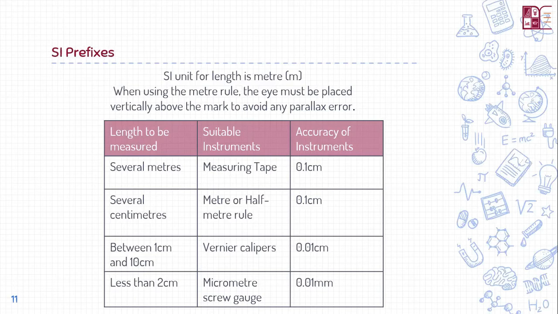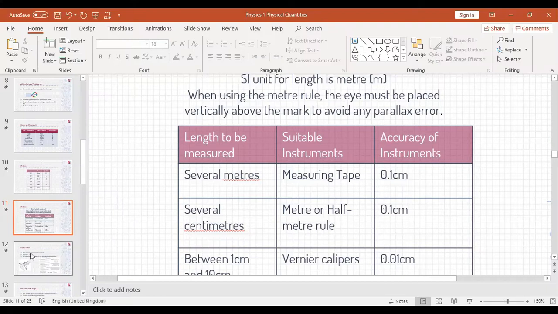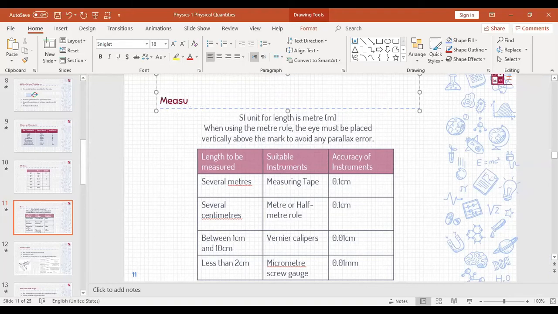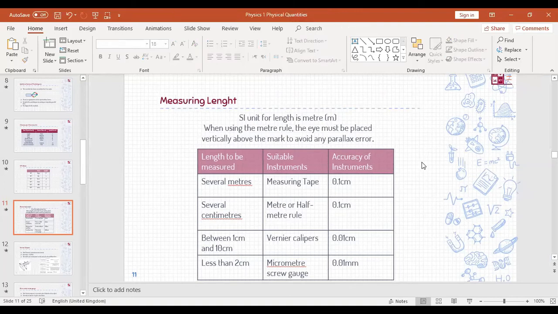Now, moving on, these are the different instruments that we're using to measure length. Now, the SI unit for length is meter, a small m. When you'll be using the meter rule, the eye must be placed vertically above the mark to avoid any parallax error.